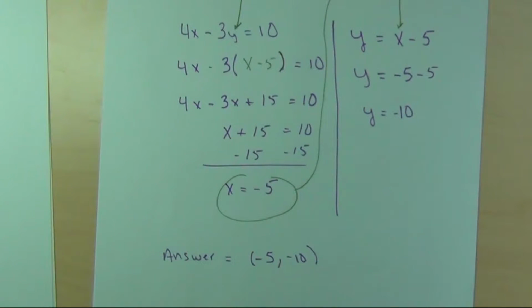Now most often you're going to get an ordered pair as a solution because that's where the two lines intersect. However, remember sometimes other things can happen. That's what we're going to look at next.